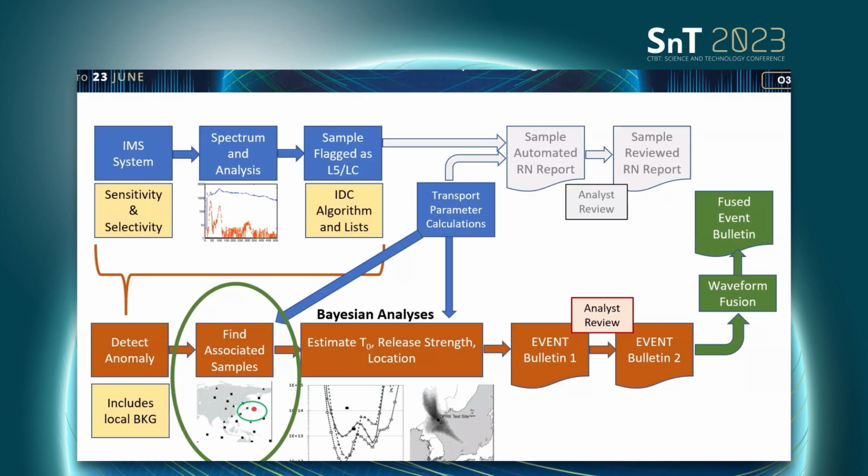We have a lot more ideas. They're not ready for prime time yet, but we are working on some fresh ideas for anomalies. And so, of course, love to see Don's talk about that. Then the sample associator, which is the purpose of this talk, would then feed a list of samples to your Bayesian tool. I've referred to this as a Bayesian soup, where you put in your measurements and you get out estimates of T0, the release strength and location, just as Ian just showed.